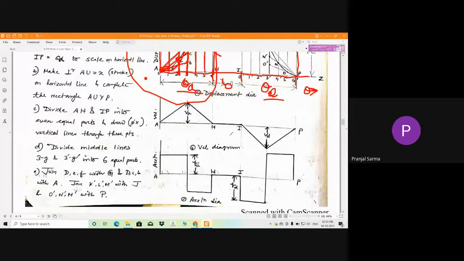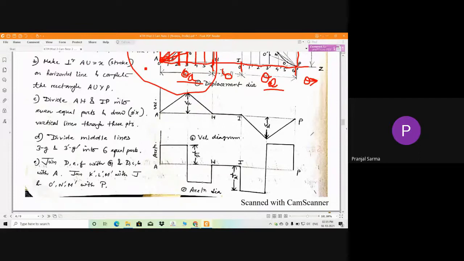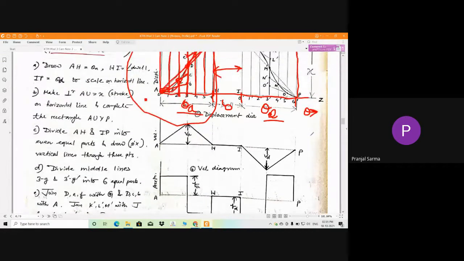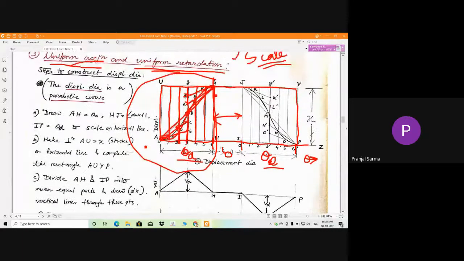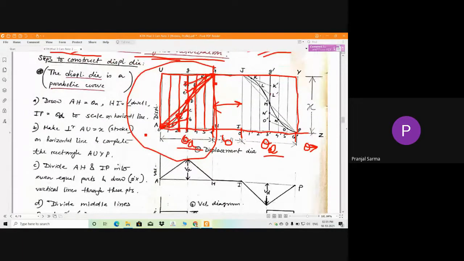So now, how to draw the velocity diagram? For drawing the velocity diagram, along the x-axis, we already know, once again, theta will be there, but along the y-axis, now velocity will be there. Now this is the case of uniform acceleration and uniform retardation, that is, half of the stroke uniformly accelerated, another half uniformly retarded. So for that case, we are projecting those points. This is the midpoint. These are the two extreme points, the starting of the ascent and end of the ascent.